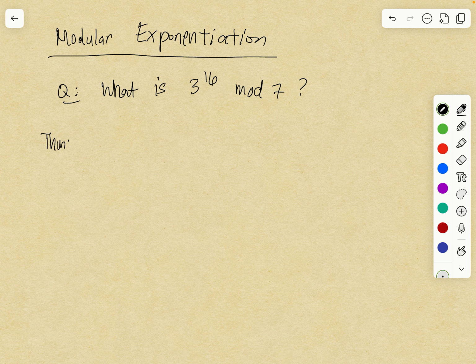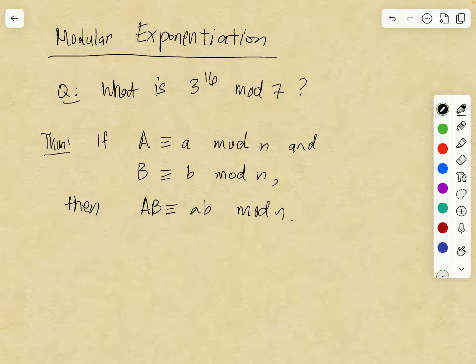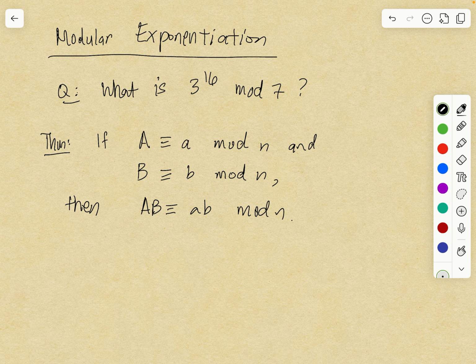It's a theorem about modular arithmetic, which is: if capital A is congruent to little a mod n, where n is an integer and capital A and little a are integers, and capital B is congruent to little b mod n, the same n, then capital A times capital B is congruent to little a times little b mod n. Basically, multiplication works well with taking mods.